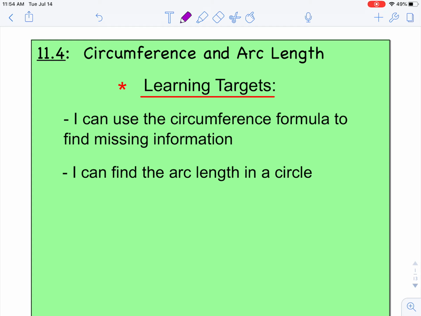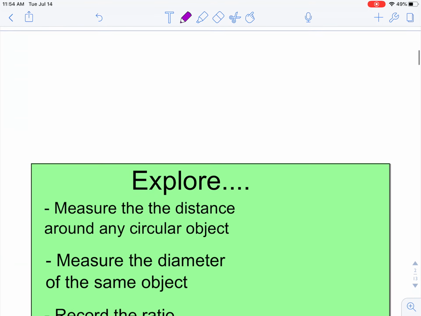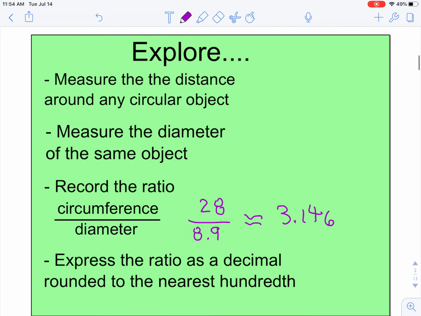Circumference and arc length. We're going to use circumference to find missing information, and we're going to learn about arc length and what that is. We've already talked about arcs.